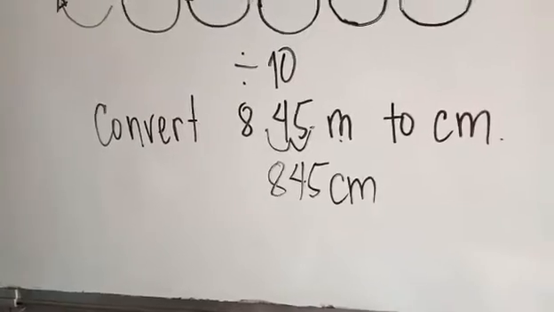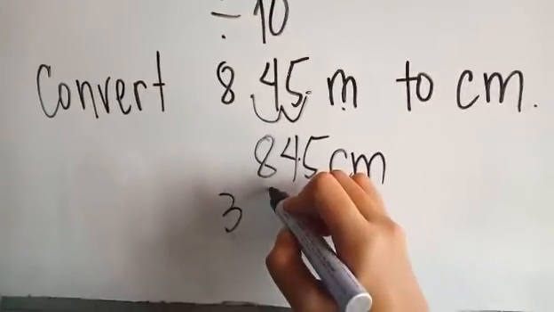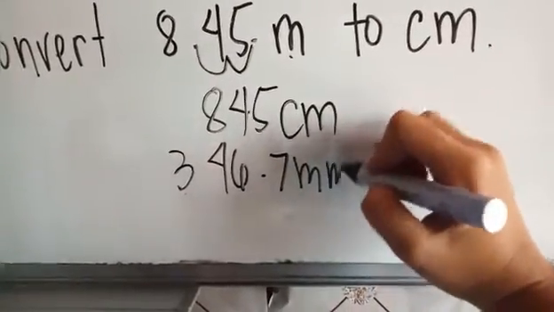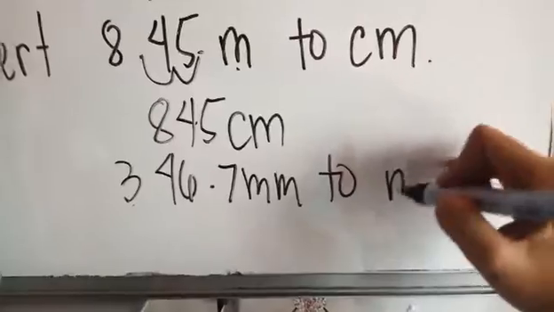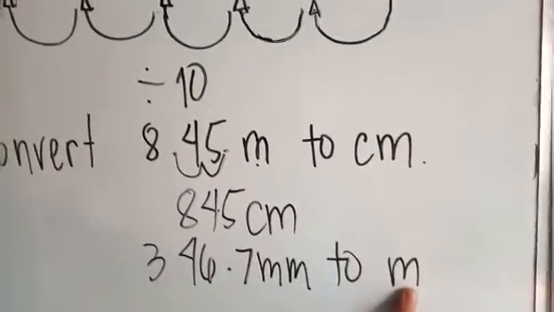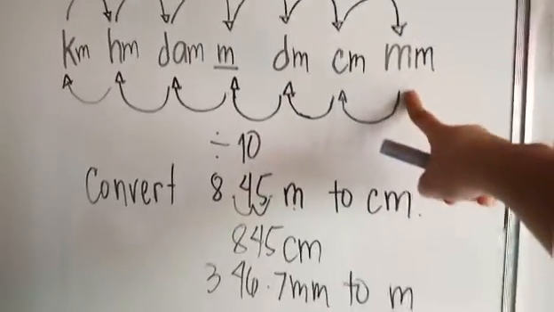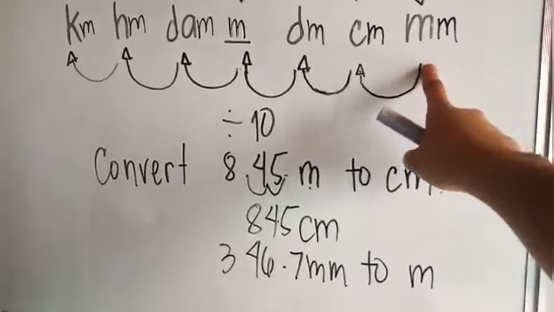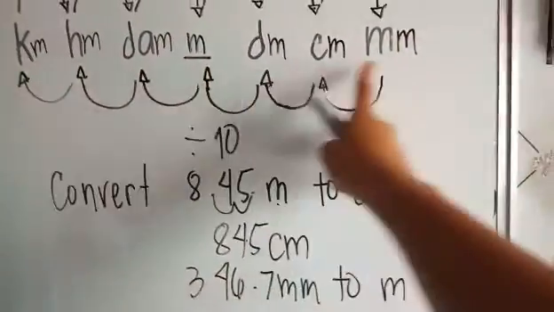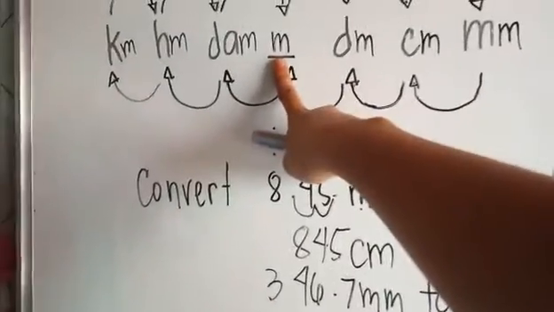Let's convert 346.7 millimeter to meter. So, now millimeter is going to meter. So, where is our millimeter? It's here. Then we will make it meter. So, we have to move right to left. So, we have 1, 2, 3. So, we moved 3.